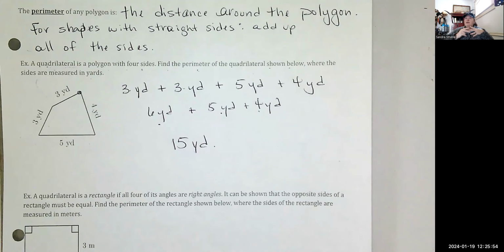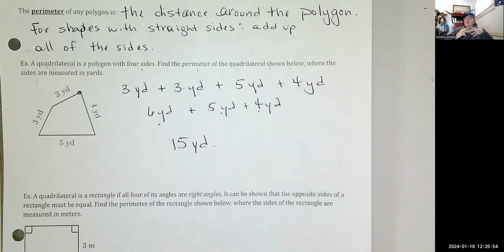All right, a rectangle is a quadrilateral with all four of its angles being right angles. If you look at each of these angles, they are all right angles, which means they're 90 degrees. This line is perpendicular to this line, and so on all the way around. It says find the perimeter of the rectangle shown below, where the sides are measured in meters.